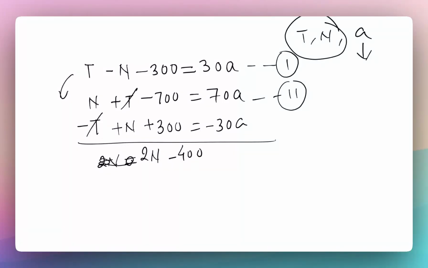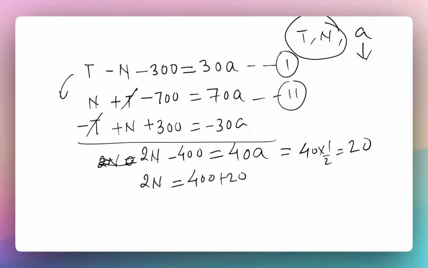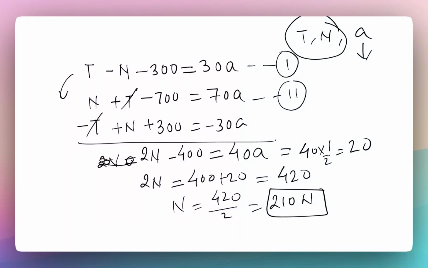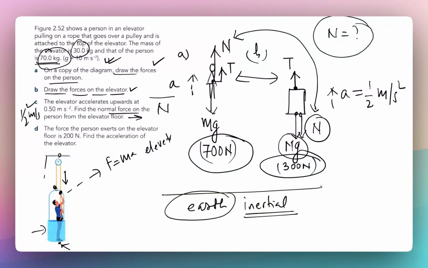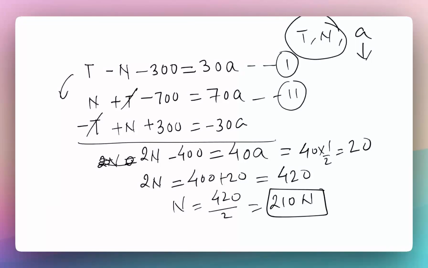So 2N minus 400 is going to be equal to 40A, and the value of A is 1 by 2. This is going to be 40 into 1 by 2, which is 20. So my equation is 2N. This 400 will go on that side, so this will become 400 plus 20, equal to 420. Normal reaction value will be 420 divided by 2, that is going to be 210. So we got our normal reaction N, which is 210 Newton.